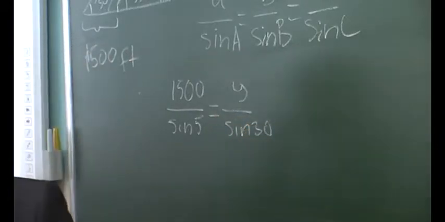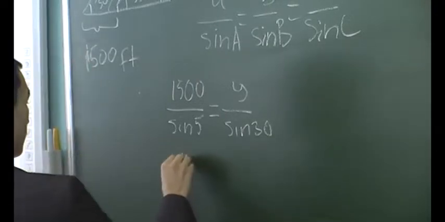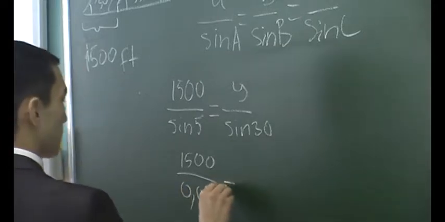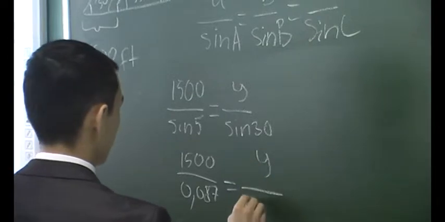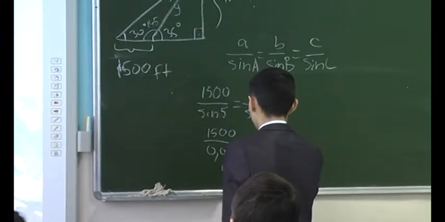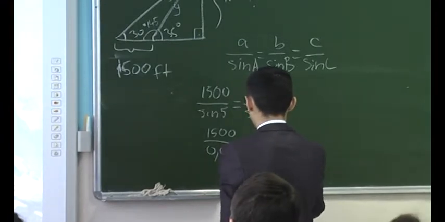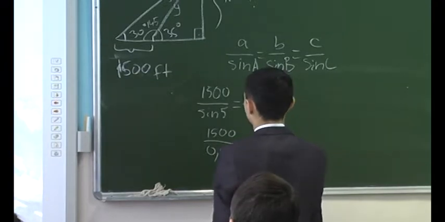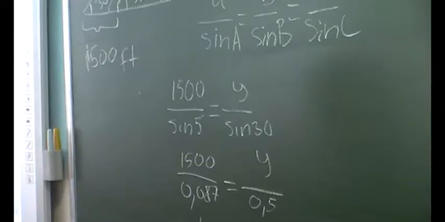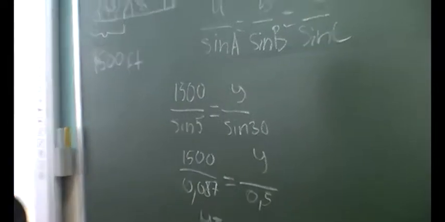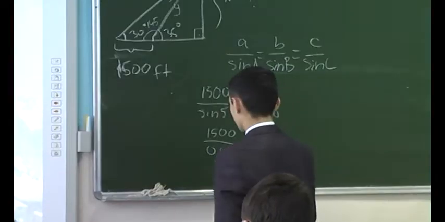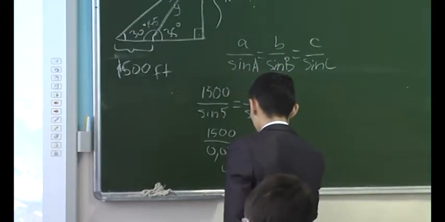Okay, now let me help you. Sine of 5 degrees is 0.087, and sine of 30 degrees is 0.5. By calculating, we can find y. It will be equal to 1,500 divided by 0.087 and multiplied by 0.5. That gives 8,620.